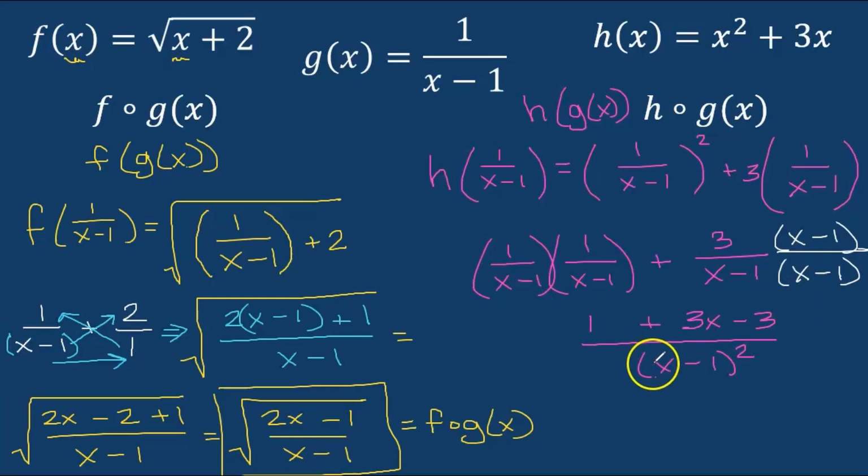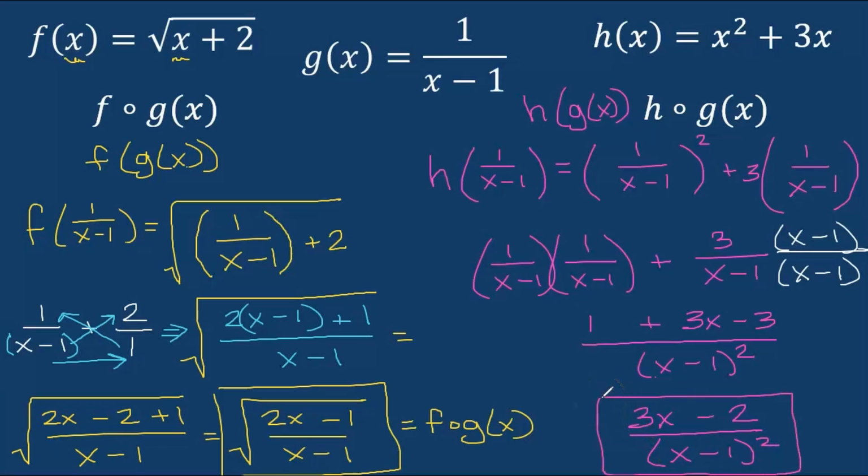I'm going to combine like terms here. There aren't any other x's on top, so I have 3x. 1 minus 3 is negative 2, and that's going to be all over 2 copies of x minus 1. And this is my final answer.